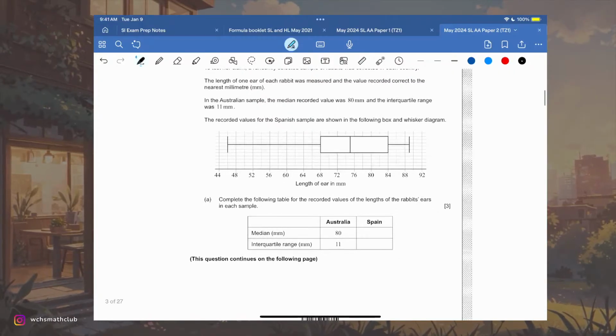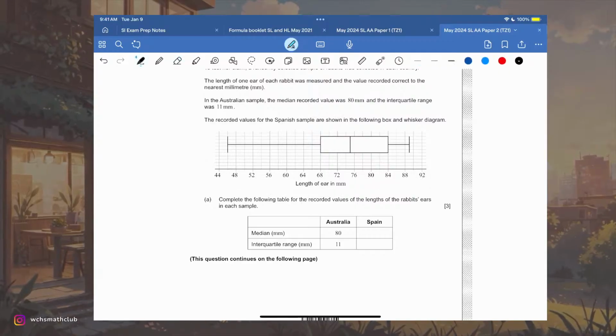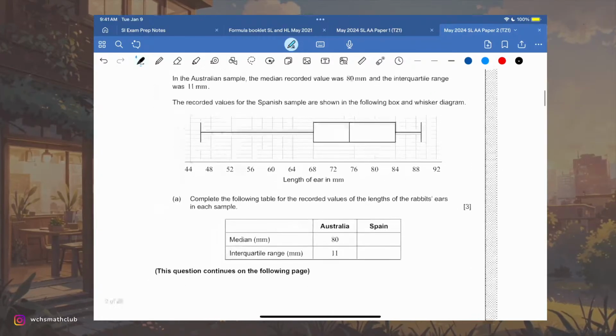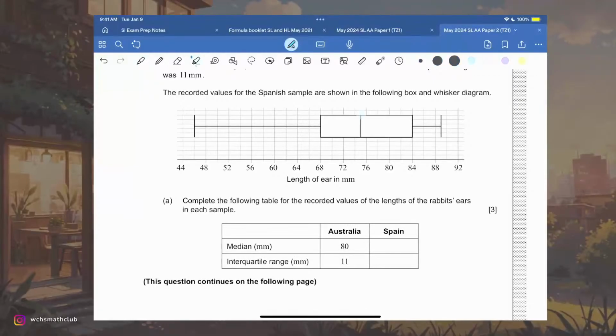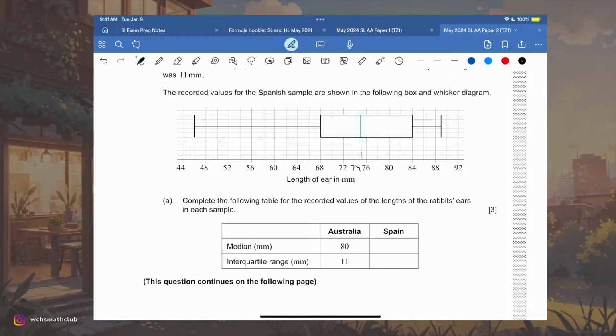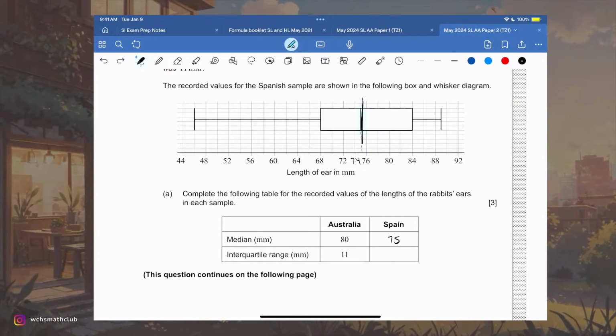Part A asks, complete the following table for the recorded values of the length of the rabbit's ear in both countries. For Australia, it was given, and for Spain, we have to use the box and whisker plot provided above. The median is just the middle value, which is here. I'll highlight this. The squiggly line should be 2. This is at the middle here, which means that the median for Spain is 75, because this line in the middle is 75.